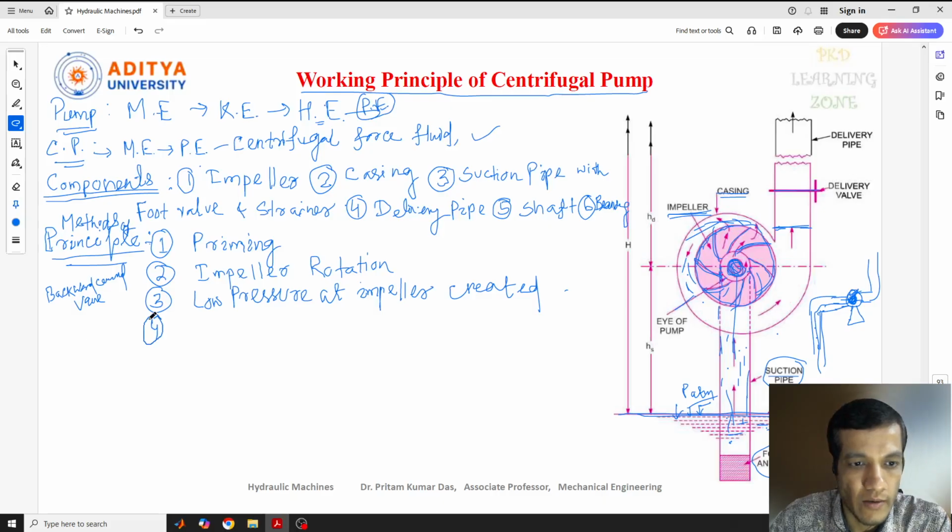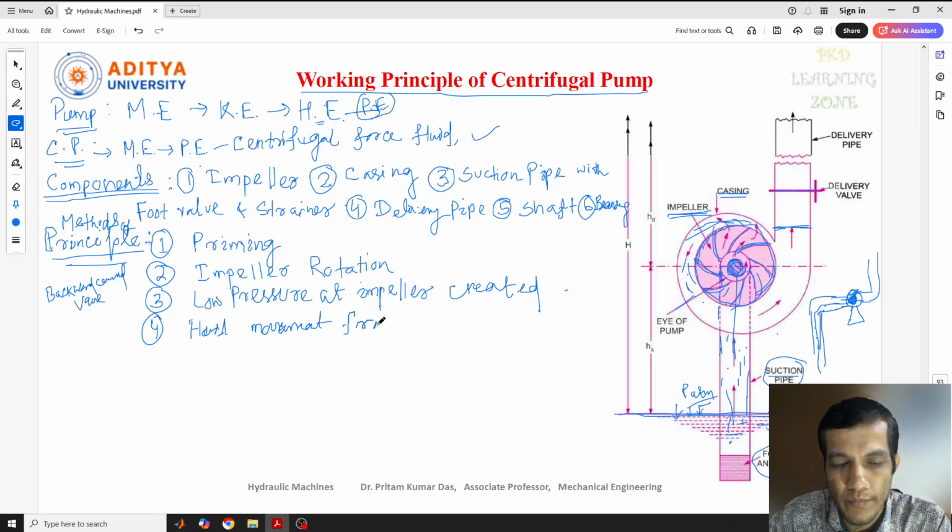The next one is low pressure and fluid movement. We can say fluid movement from high pressure to low pressure. Okay, and the next one.